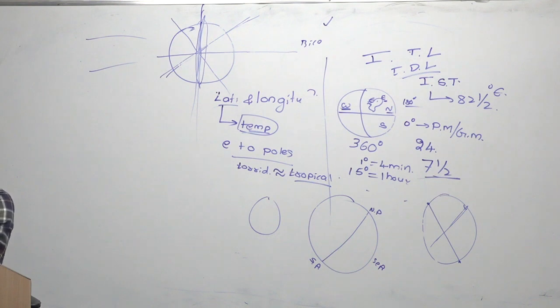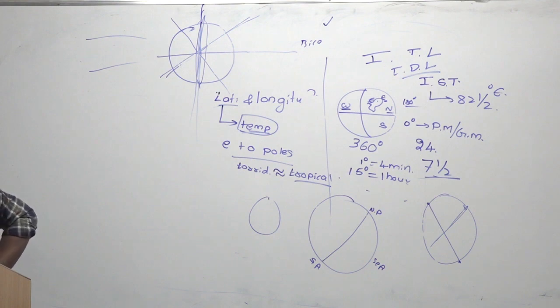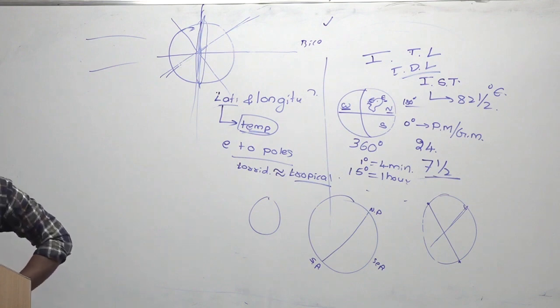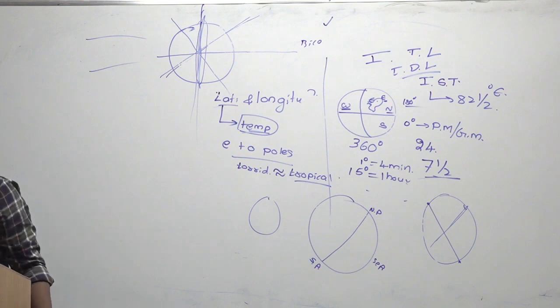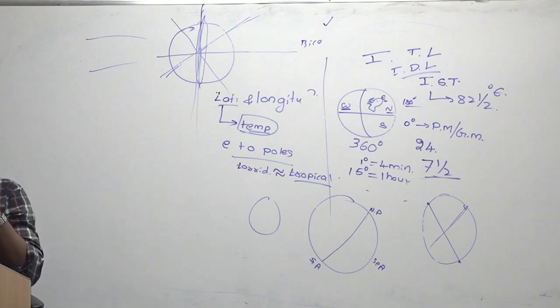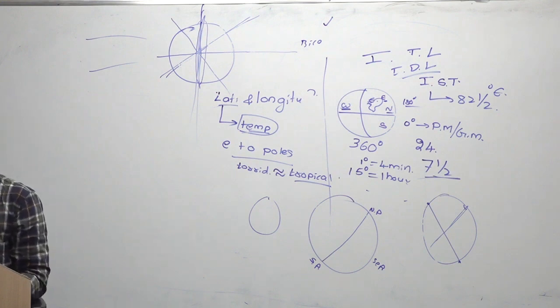But on the equinoxes, all the places on the earth will have equal days and nights. That is why they are called equinoxes: 12 hours days and 12 hours nights.